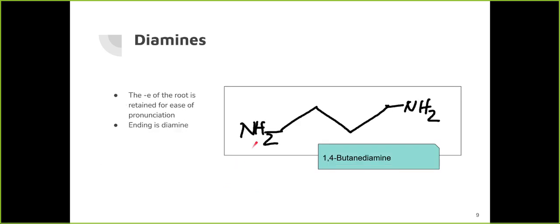You can also have diamines. So here we've got an amino group on this end, an amino group on that end. In this case, the E is retained for ease of pronunciation, and then you add diamine to the end. So here we've got 1, 2, 3, 4 carbons. So this is butane diamine, and then it's on the first one and the fourth one. So this is 1,4-butane diamine.